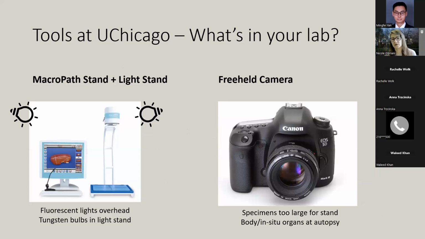So what we have at UChicago is this MacroPath photo stand. That's basically a camera mounted on a station, hooked up to a computer with its own proprietary software. It has discrete zoom buttons, 20%, 50%, 80%, 100%, whatever. We also have this freestanding Canon camera that we use mostly if the specimens are too large to fit in that photo stand, or for things like autopsy where you want to take a picture of the whole body or the in situ organ block. But we have these MacroPath stands both in the gross room and in the autopsy suite for individual organ sections. But I wanted to ask you guys, what kind of setup do you have for your photography?